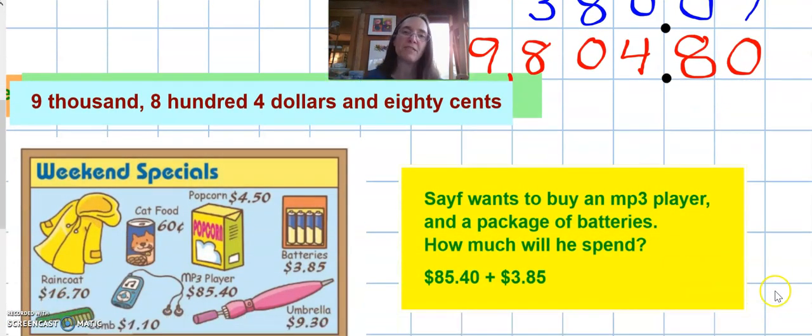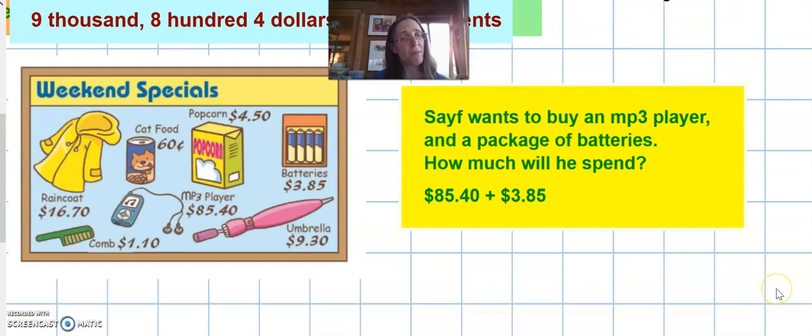So let's go on a pretend shopping trip, and let's pretend we have a pad of paper with us. And let's say you're wanting to buy an MP3 player and a package of batteries at this fabulous store that has these weekend special prices. Now, Safe, in order to use your name here, I just want you to know that in my imagination, this MP3 player is the top of the line Apple version, and it's at this amazing price. I don't know what that is. You do. Thanks for coming with me on this imaginary journey.